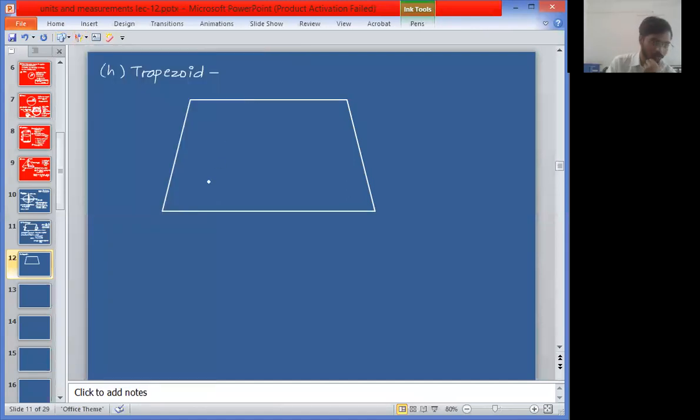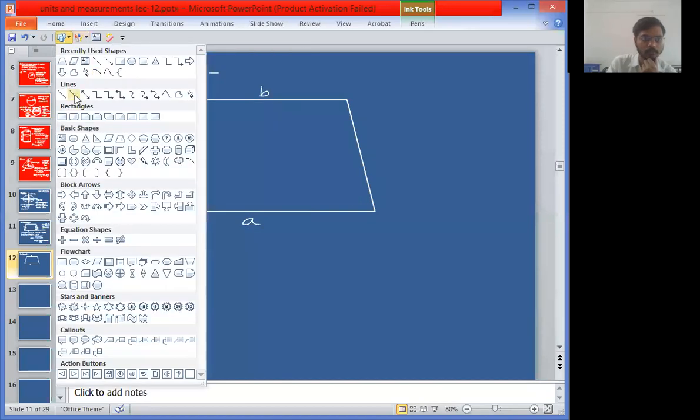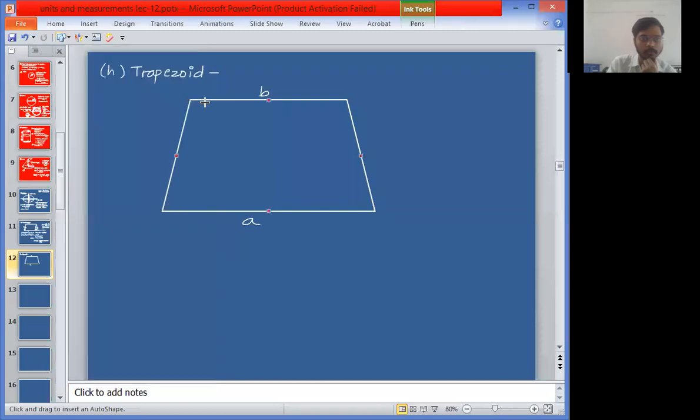Okay. Now this total side is given as a. This total side is given as b. And a and b are the parallel sides. Distance between these two parallel sides, double arrow, here. Distance between these two parallel sides, that is equal to h.